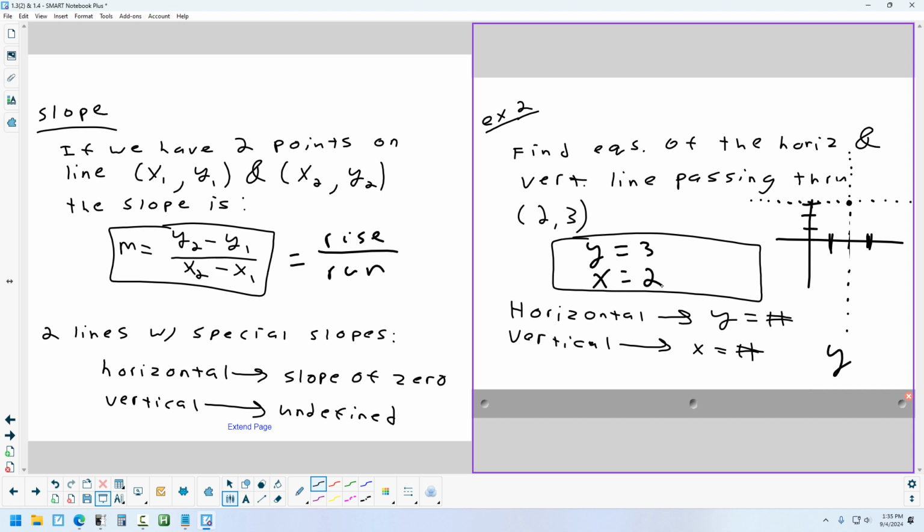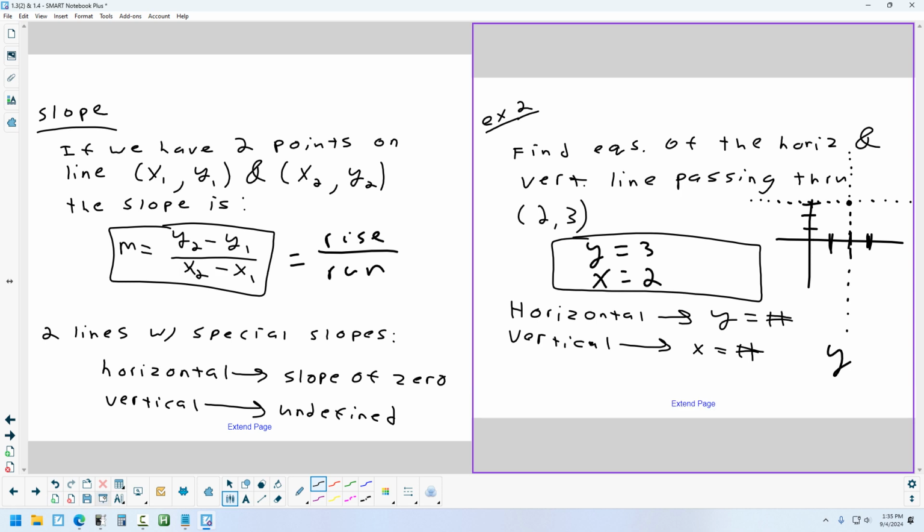That's it. Any question on that? Which one of these can you do on the calculator? Horizontal, but not vertical. You can't do vertical because it's always y equals. You can't change it to x equals. Is there anything else?